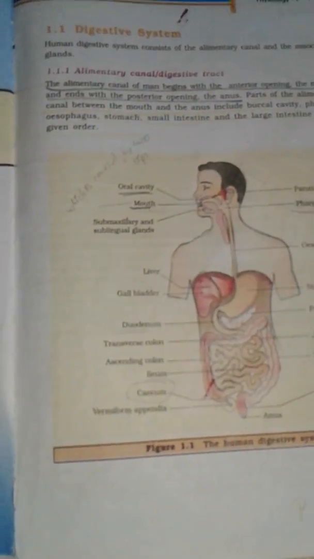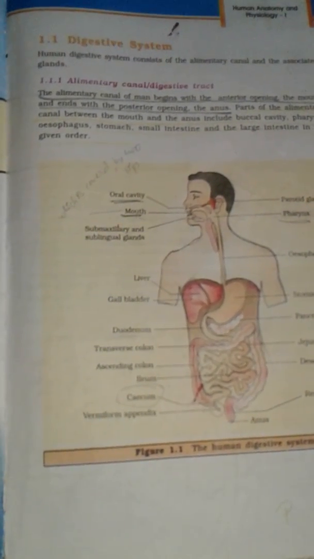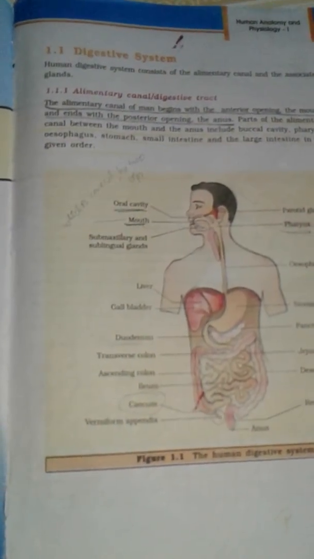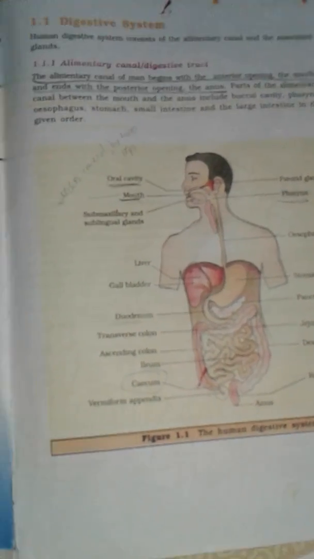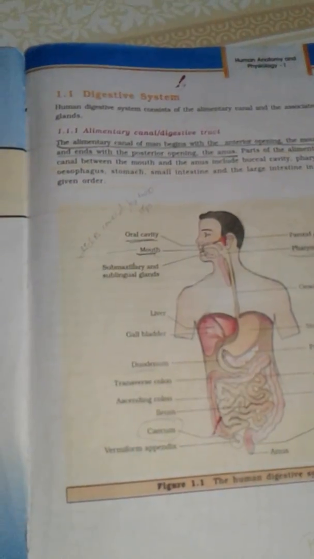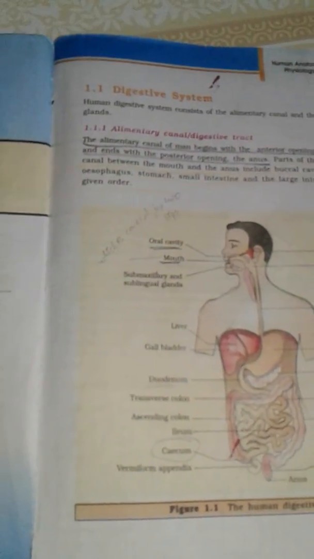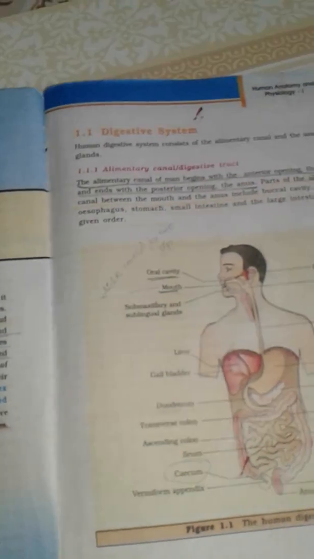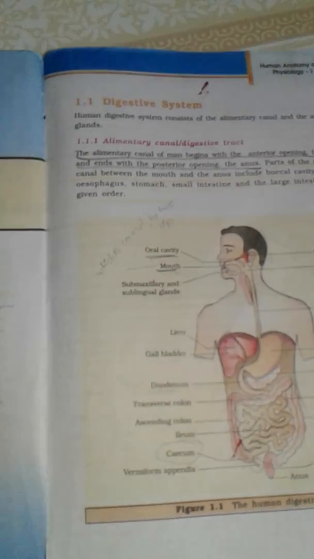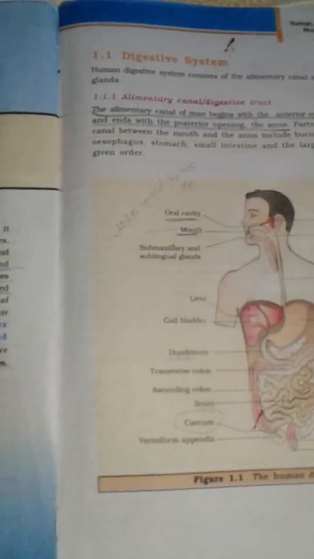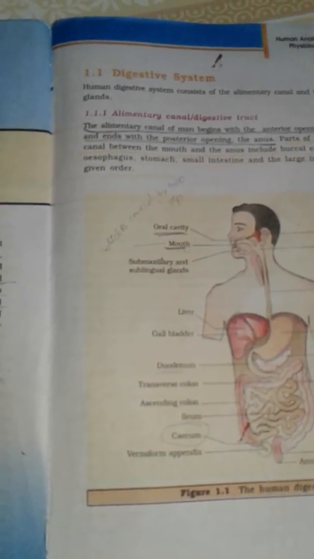First of all, what does digestion mean? The process of conversion of complex food substances into simple absorbable forms is called digestion. Note this point. The digestive system is also called the alimentary tract or digestive tract. It contains the alimentary canal with its associated glands.